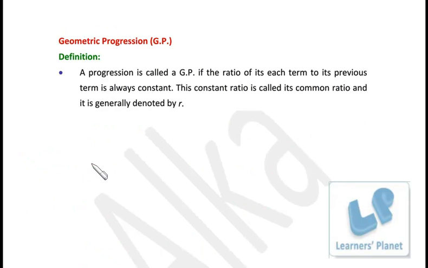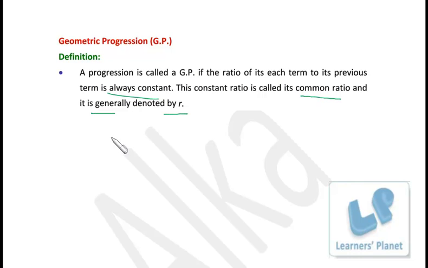Now friends, let's discuss geometric progression. A progression is called a GP, that is geometric progression, if the ratio of each term to its previous term is always a constant. This constant ratio is called the common ratio, and it is generally denoted by r.